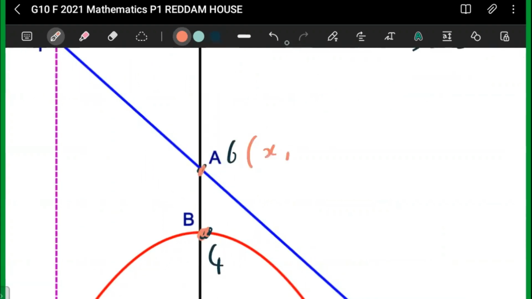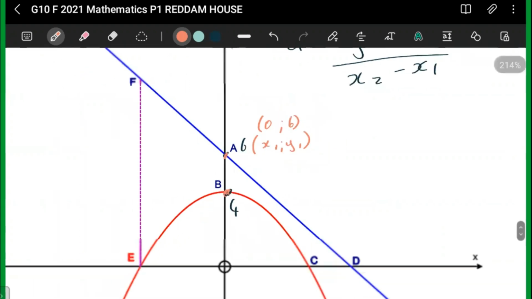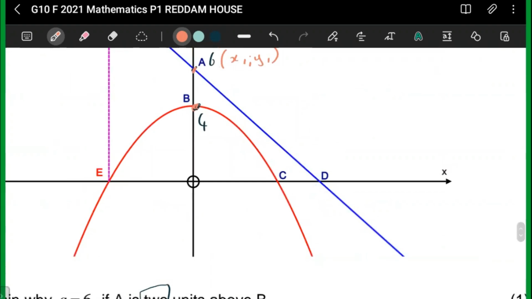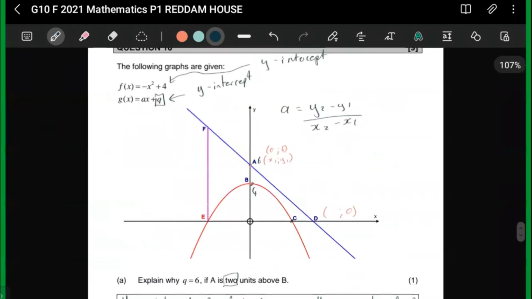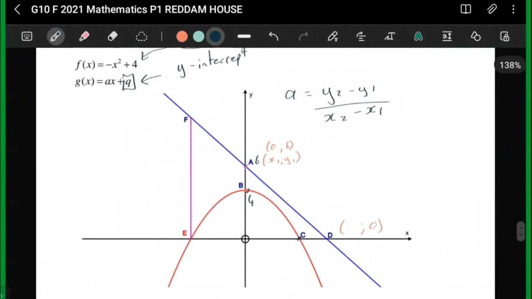You see x1, y1. What are those? It's just x is 0, y is 6. What you know is that you don't have an x value, you only have the y value here, which is 0. For you to get the x value, you clearly now need to make use of C, because the moment you find C, you can just add 1 unit, you get the D. So to get the x value of C, you need to make use of your equation of F. Your equation of F can get you the x-intercepts. It will get you E, it will get you C.